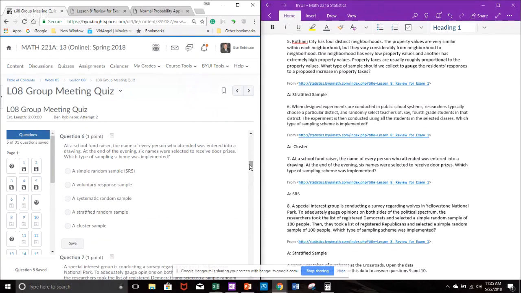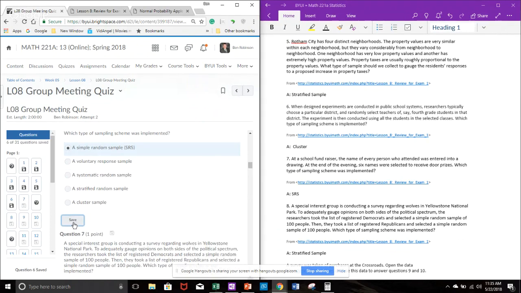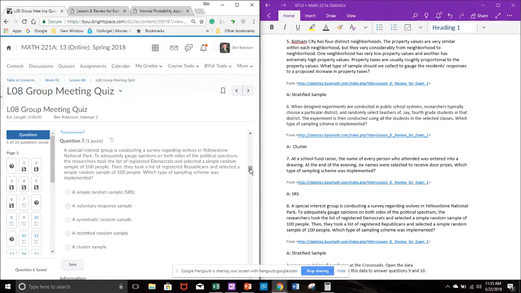Yep, I agree. So number 6, at a school fundraiser, the name of every person who attended was entered into a drawing. At the end of the evening, 6 names were selected to receive door prizes. Which type of sampling scheme was implemented? And that should be a simple random sample because they just took it randomly. Okay, you agree? I agree. Okay, next. Number 7, right?